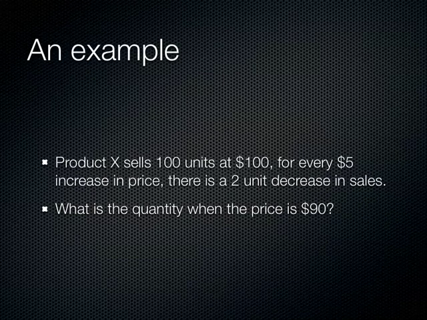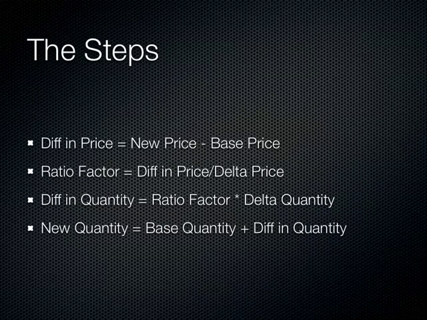So let's look at an example. Product X sells 100 units at $100. For every $5 increase in price, there is a 2-unit decrease in sales. What is the quantity when the price is 90? And so these are the steps that we're going to go through. First, we're going to figure out the difference in price. The difference in price is the new price minus the base price, or in this case, negative 10.